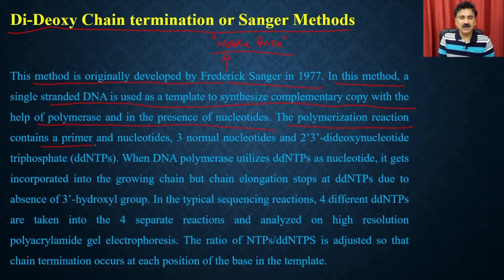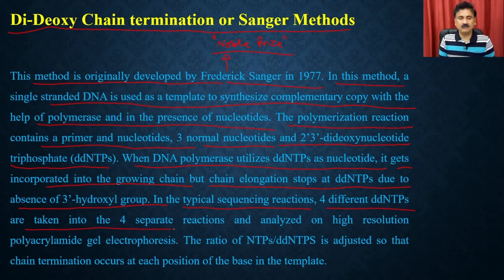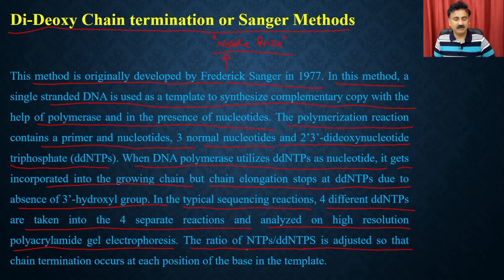The polymerization reaction contains a primer, the three normal nucleotides, and another one, which is a modified nucleotide called a 2',3'-dideoxynucleotide triphosphate. When the DNA polymerase utilizes the ddNTPs as nucleotide, it gets incorporated into the growing chain, but the chain elongation stops at the ddNTP due to the absence of the 3' hydroxyl group. In a typical sequencing reaction, the four different ddNTPs are taken into four separate reactions and analyzed on a high resolution polyacrylamide gel electrophoresis. The ratio of NTP and ddNTP is adjusted so that chain termination occurs at each position of the base in the template.